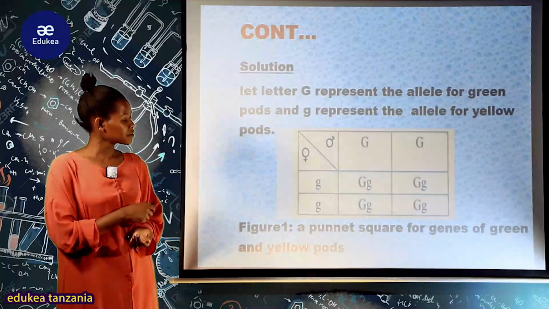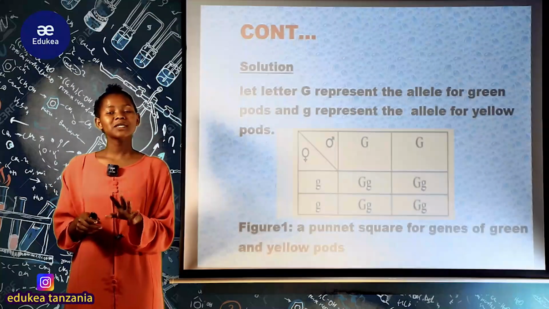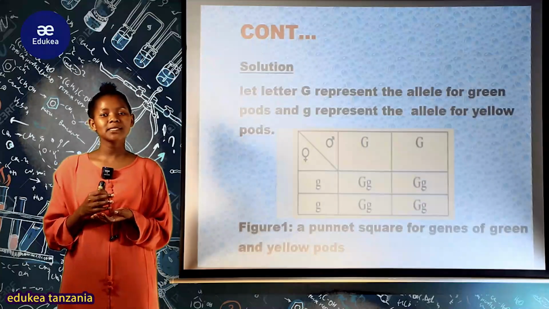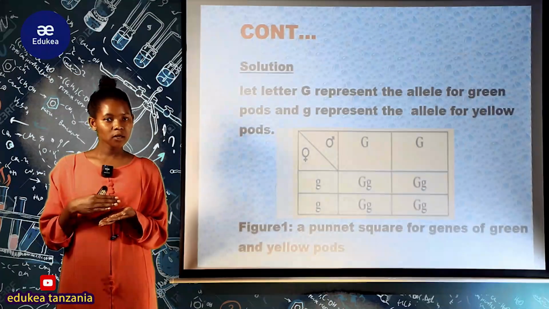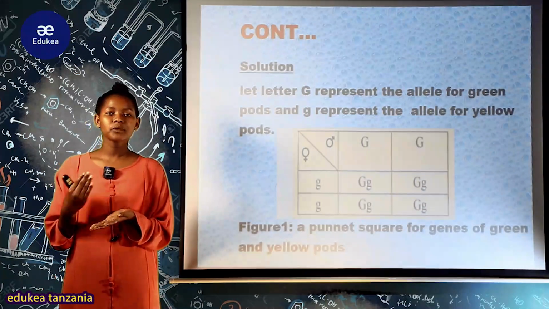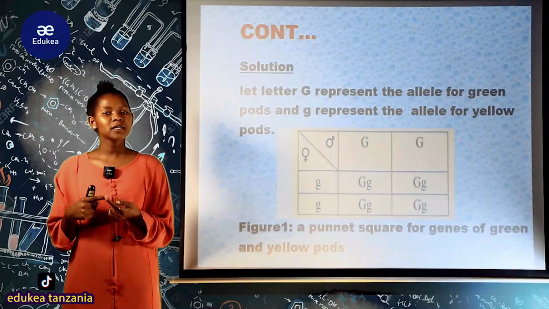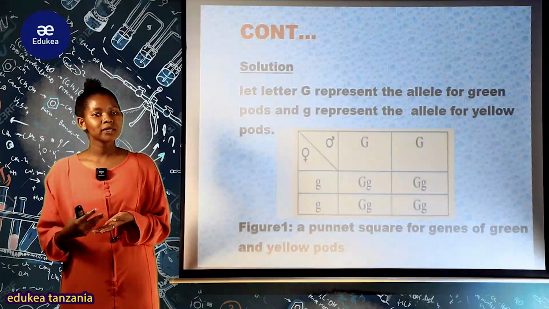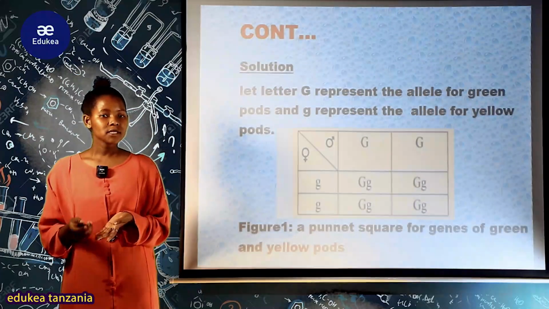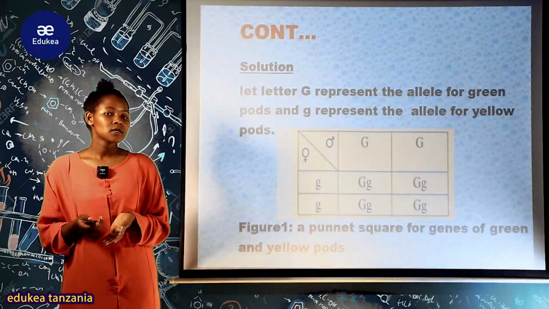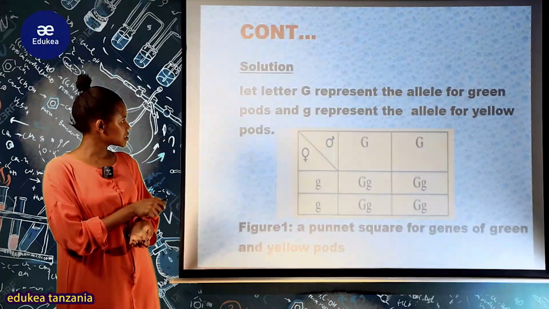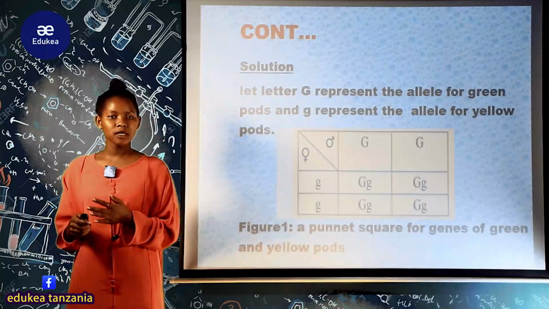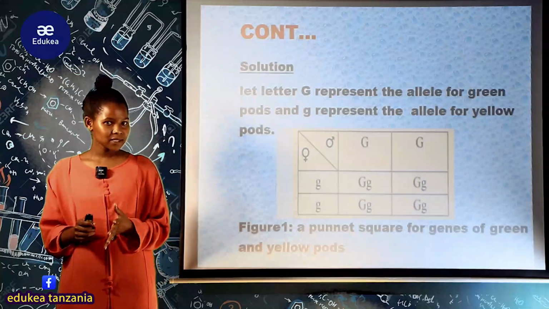In our solution, first of all, lazima tuweke symbol ama letter kwa ajili ya kurepresent alleles za traits zetu, yellow pods na green pods. Lakini tumeambiwa green pods ndo zile ambazo ni dominant. Kwa hiyo tutazi-assign capital letter zile ambazo ni dominant. For instance, here tumeona green pods, tuwaite G represent allele for green pods, lakini small g represent allele for yellow pods. Then we can draw our Punnett square.